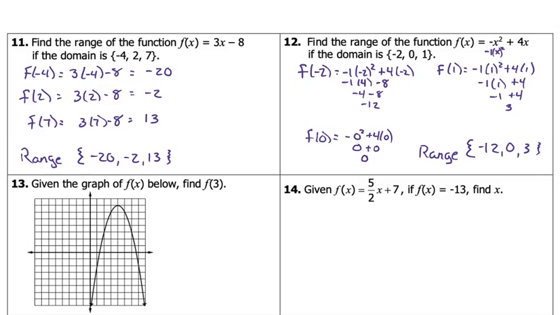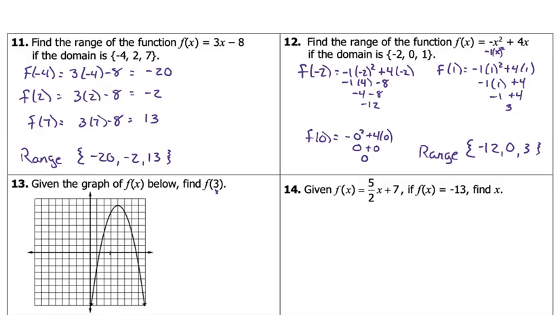Number 13 looks a little different. I actually have a graph. It says, given the graph of f of x below, find f at 3. Okay, so this is x, right? It's inside the parentheses. So if they've given me x, they want me to go find y. So I'm going to go where x is 3: 1, 2, 3. X is 3 right here.